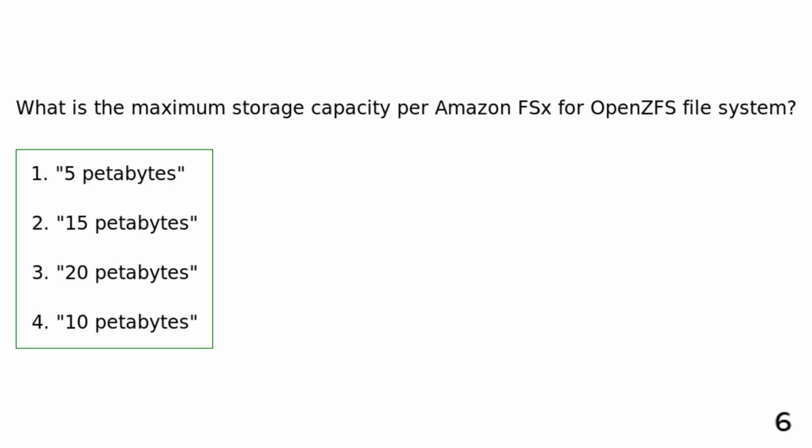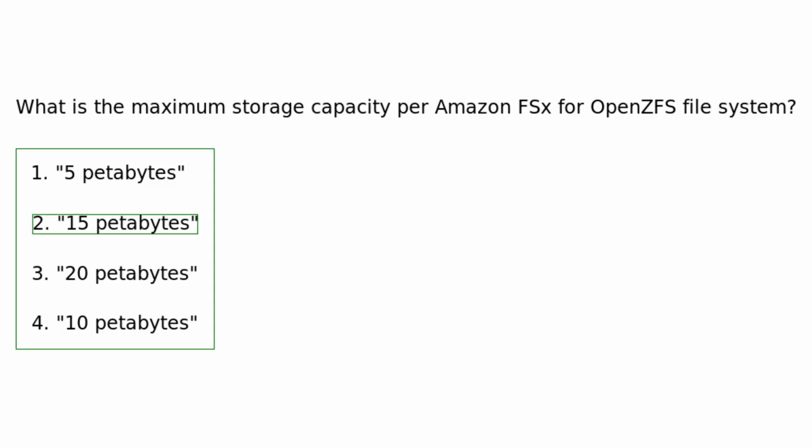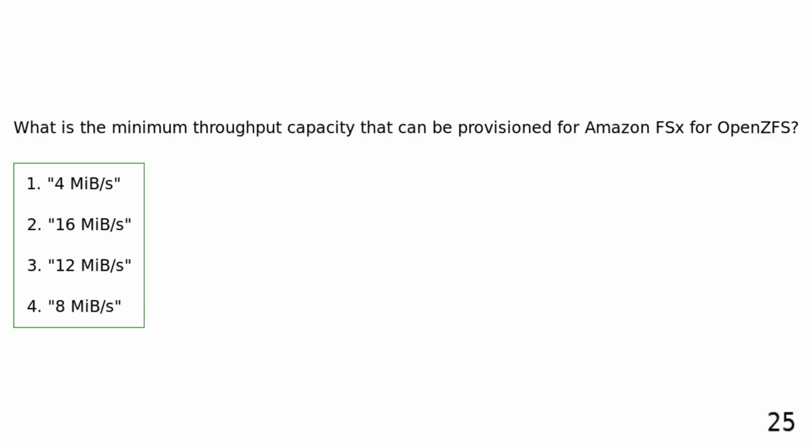What is the minimum throughput capacity that can be provisioned for Amazon FSx for OpenZFS? 4 MB/s. 16 MB/s. 12 MB/s. 8 MB/s. The minimum throughput capacity that can be provisioned for Amazon FSx for OpenZFS is 8 MB/s.